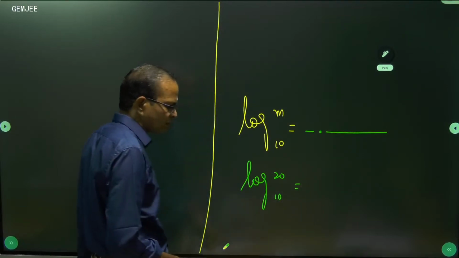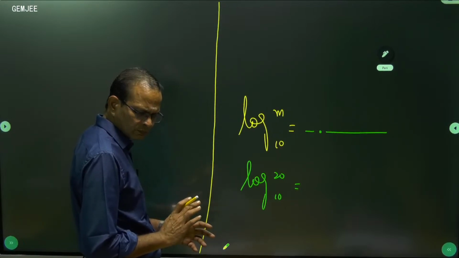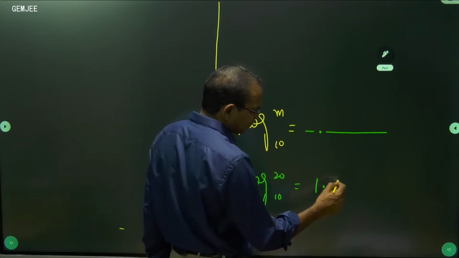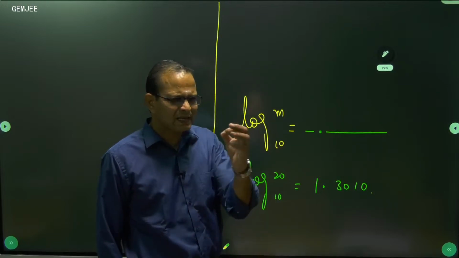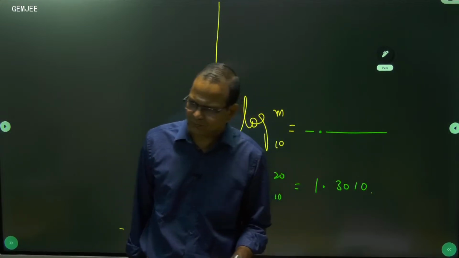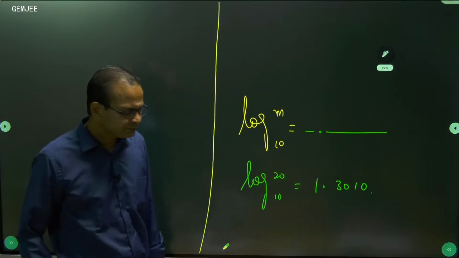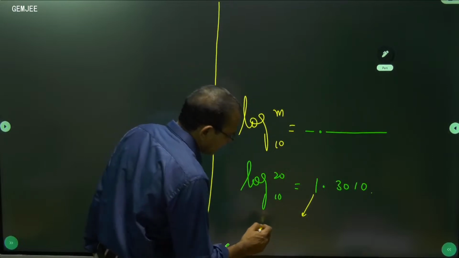Can anyone tell me the answer? It is more than 1 but less than 2. Yes, I know this value 1.3010 is the exact value for this. I know some values by memory. Now, this part is called the characteristic.